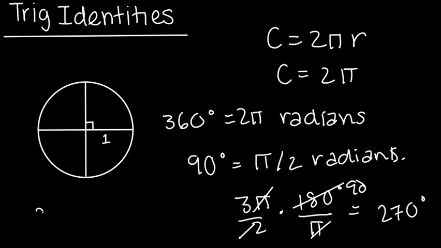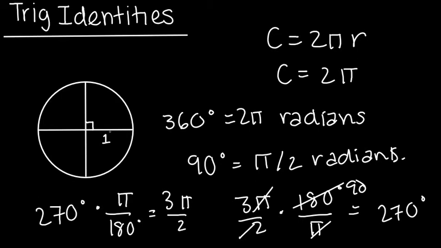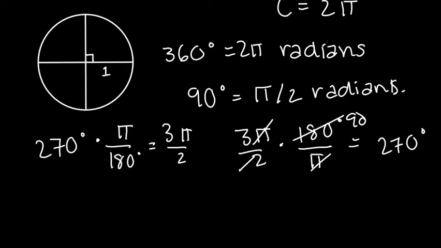And it's just the opposite the other way. If you have 270 degrees and you want to convert it into radians, you just multiply it by pi over 180 degrees, and you would get 3 pi over 2 radians. So that's the conversion of degrees to radians. So now let's go on to trig identities. I'll just draw another circle here, which we'll use a little later.